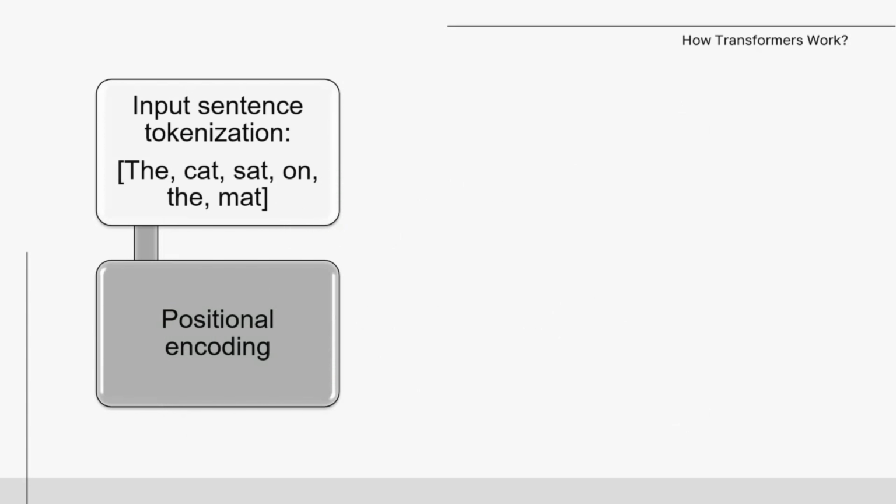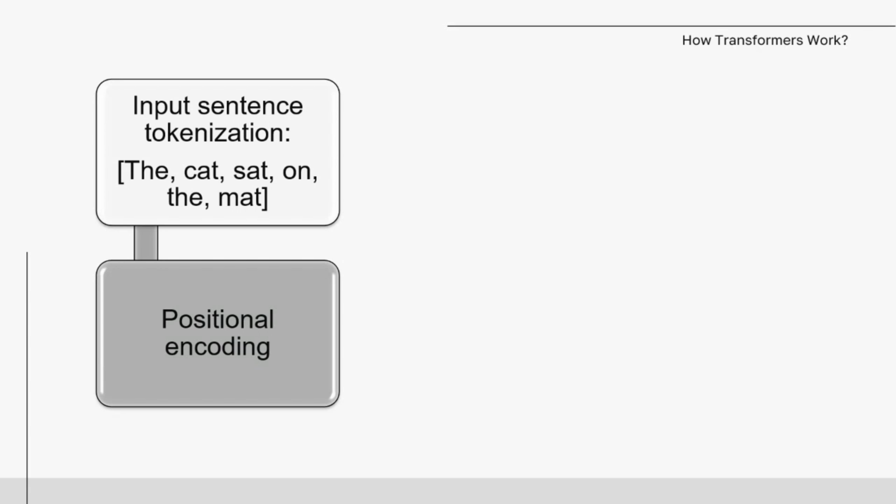Since transformers process all tokens in parallel, they need to know the order in which the words appear in the sentence. Positional encoding provides this information by assigning each token a unique position based on where it appears in the sentence. For example, the at the beginning of the sentence has position 1, while mat at the end of the sentence has position 6, which is then further converted into positional encoding. This way, the model knows which word comes first, second, and so on, even though it processes them all at once.